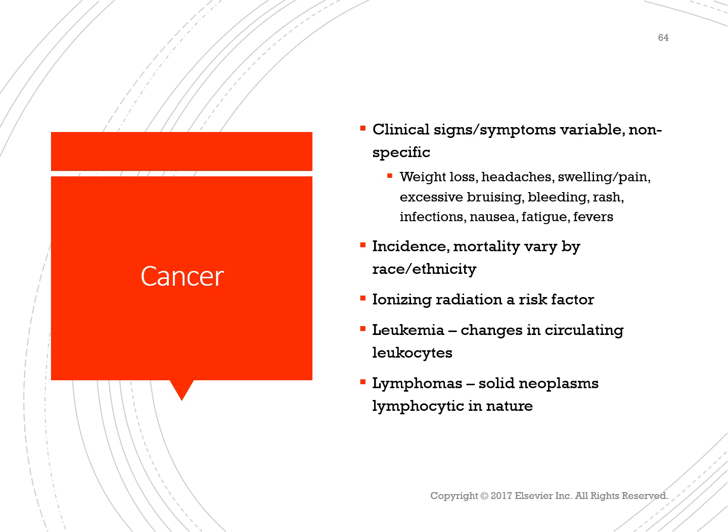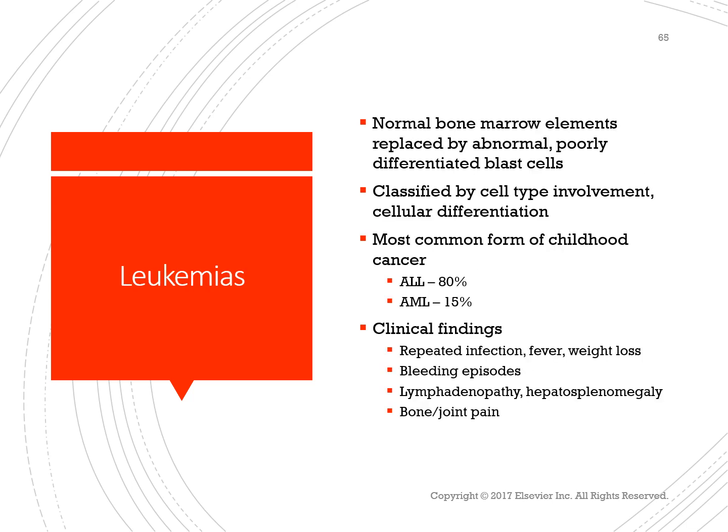Ionizing radiation is a risk factor. Leukemia is when we see changes in circulating leukocytes. And lymphomas are going to be solid neoplasms that are lymphocytic in nature. In leukemias, we would see normal bone marrow elements replaced by abnormal, poorly differentiated blast cells. These are classified by the cell type involved and cellular differentiation. The most common form of childhood cancer is leukemia, with ALL accounting for 80% and AML accounting for about 15%.